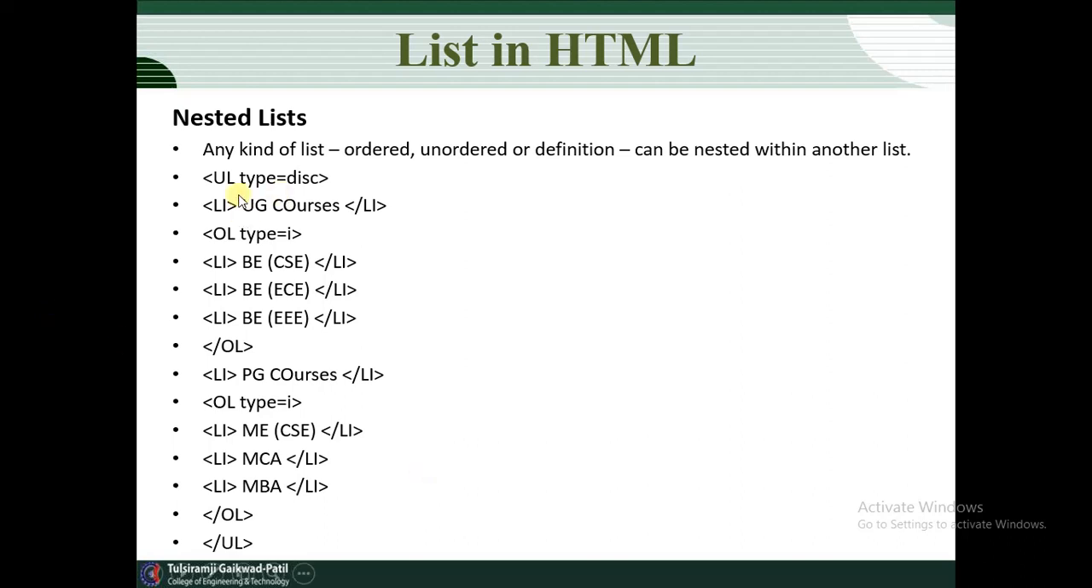Here you may have the UL type equals disc, mentioning LI, UG course, OL type equals I, where we use the sub-elements with the LI tag: BE CSE, BE EC, BE electrical. Again we close the OL tag. Under that UL tag, again we use the OL tag under the LI PG course, OL type equals I, LI ME CSE, LI MCA, LI MBA, and we close that OL tag and we close the UL tag. So that indicates the nested list. So thank you.